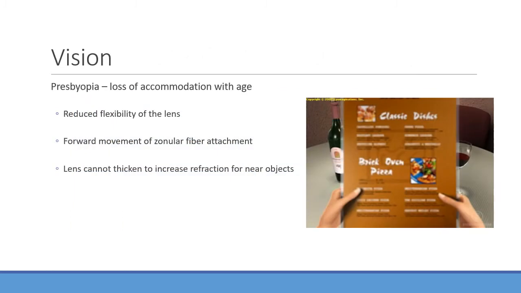So to your point, presbyopia, or that loss of accommodation with age, is going to be more related to things like reduced flexibility of the lens, right? So if the lens is not able to change its shape as easily as it could when they were younger, that can also affect how well they're able to focus things that are either close up or far away. You can also see forward movement of the zonular fibers. So again, those actual ligaments can change position there, and then the lens may not be able to thicken as much. So typically they have problems seeing things that are up close initially. That's where you need things like reading glasses to be able to focus on those things that are up close.